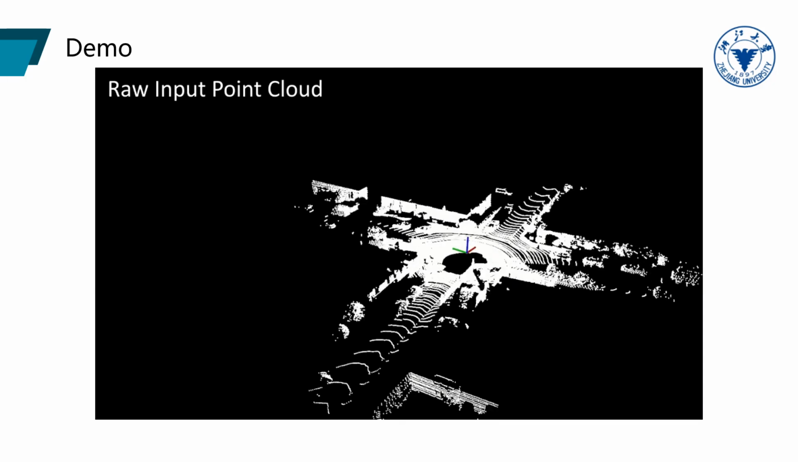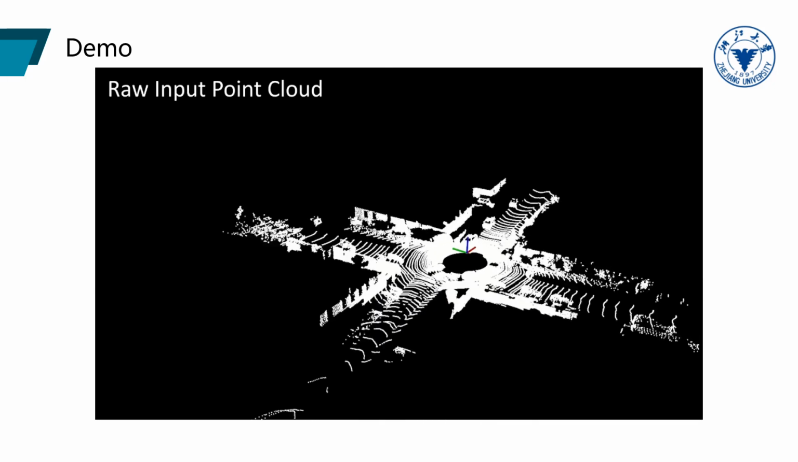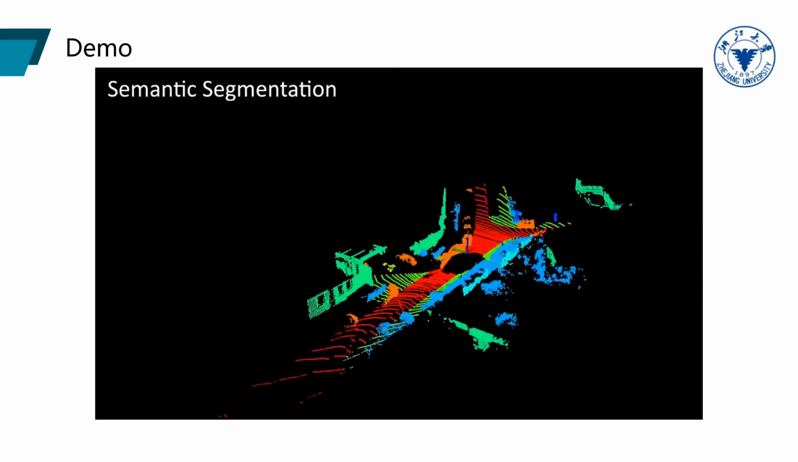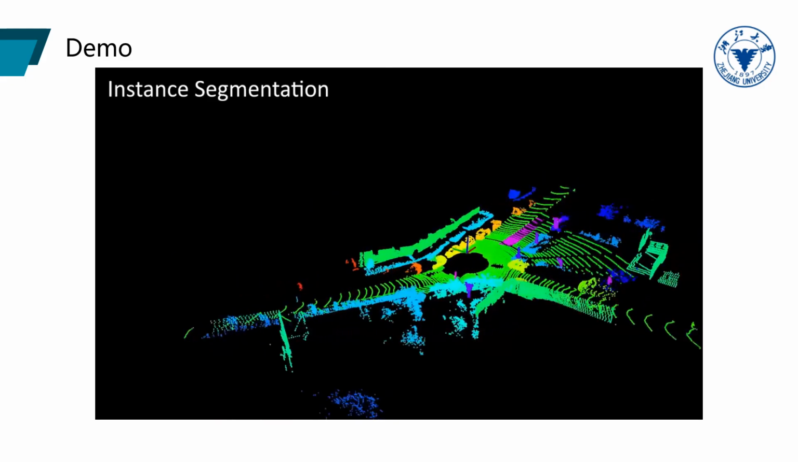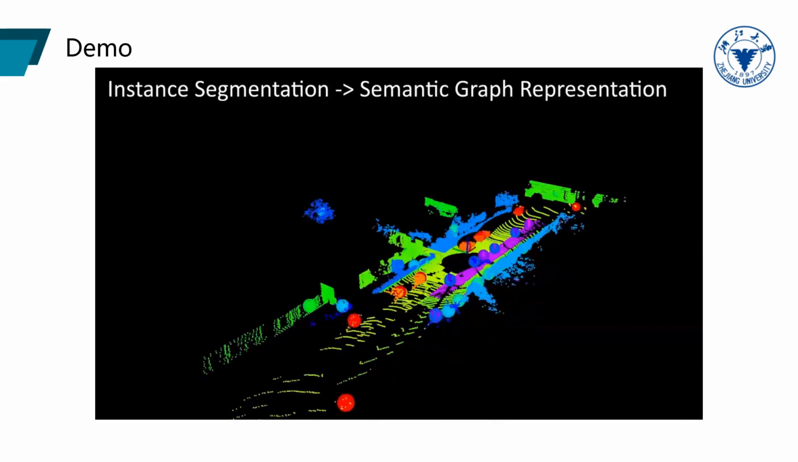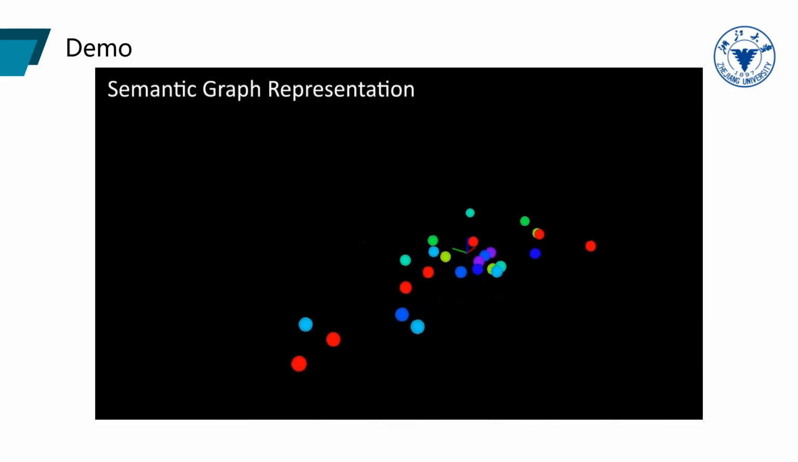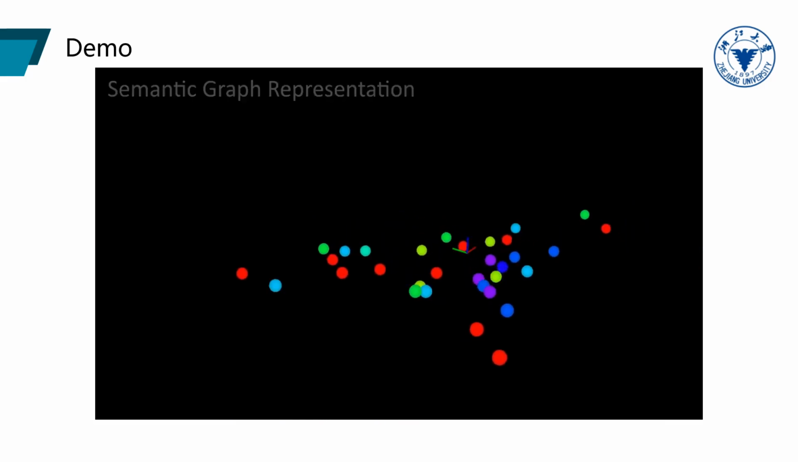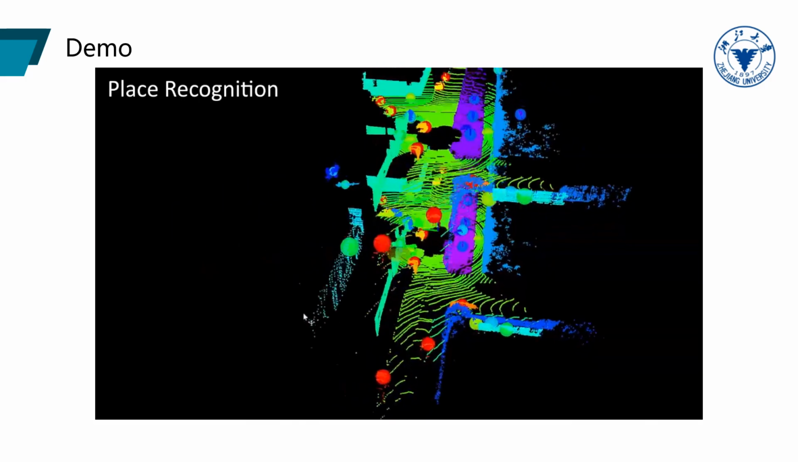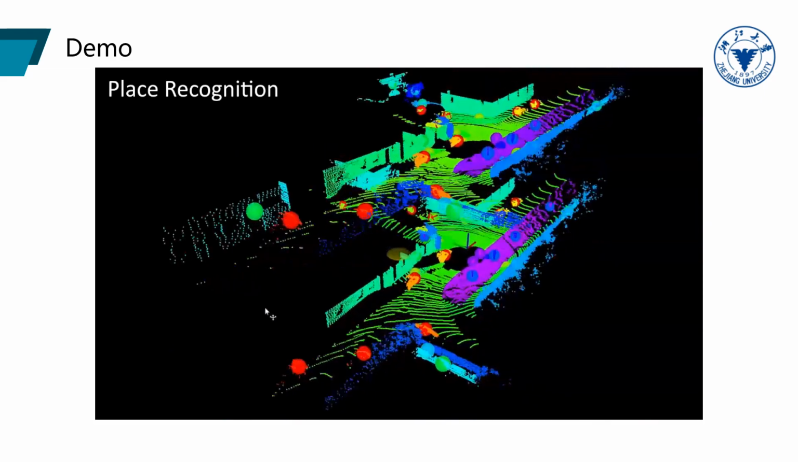It's a demo video in 1 minute. It's raw input point cloud and semantic segmentation results, and we get instance segmentation results. We convert them to semantic graph representation. Through our similarity network, we can achieve place recognition.